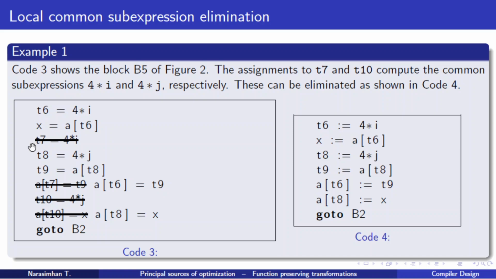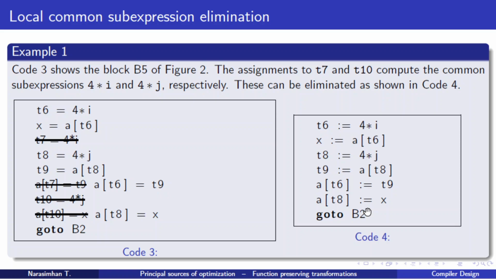You eliminate T7. At places of T7 you can use T6. This is going to become A of T6 equal to T9. Similarly, you eliminate T10 and at its places you can use T8. So this statement can be written as A of T8 equal to X. This is the result of applying the local common subexpression elimination to the block B5.